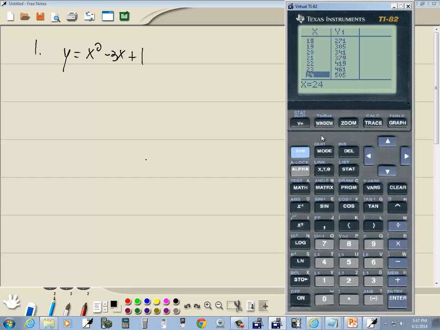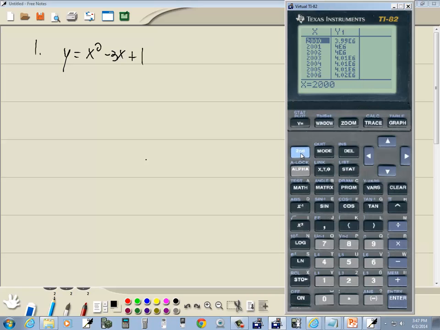If I go back to my table setup, if I do second window, the table min is where it starts at. So I can put 2000 there and press enter. And now if I go back to my table, second graph, you'll see it starts at 2000 and increases. So a very quick way you can go to wherever you want.